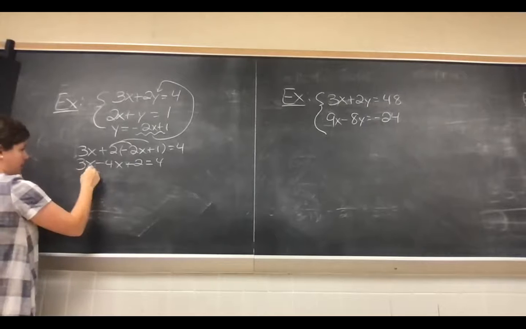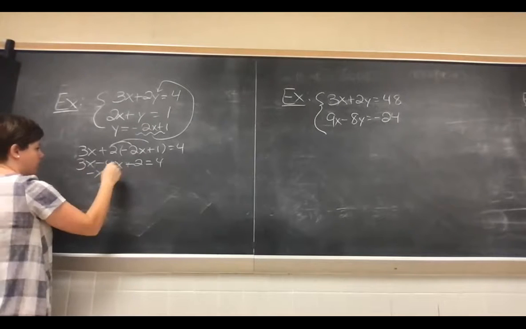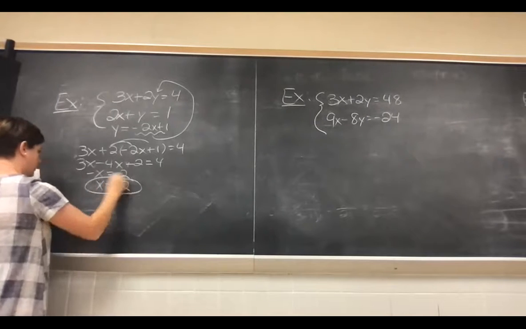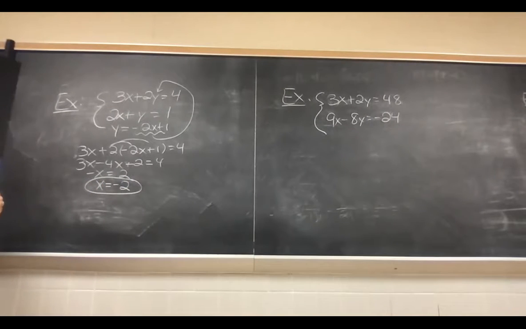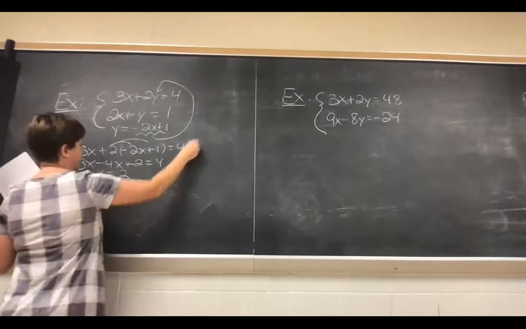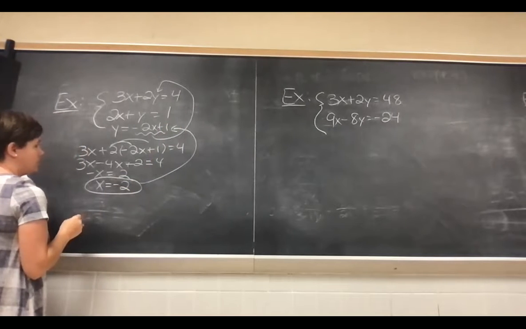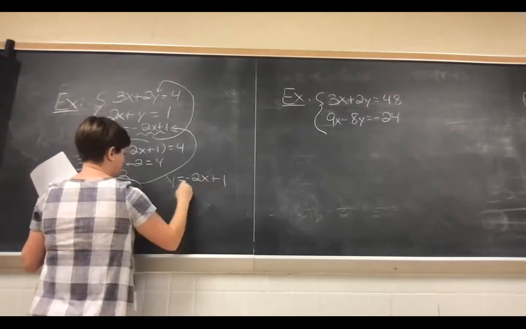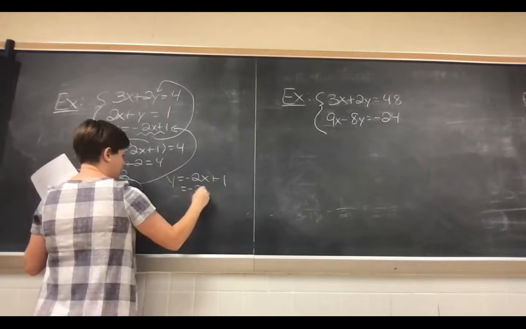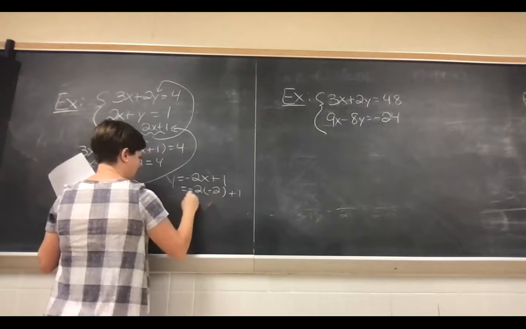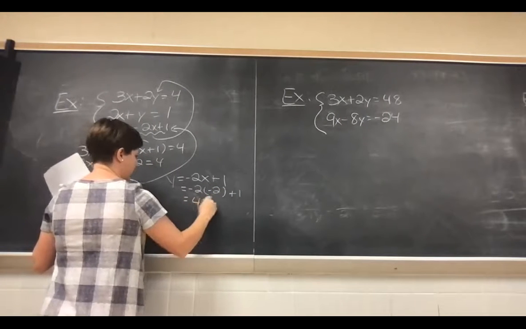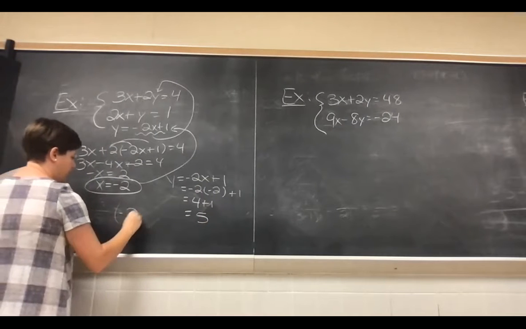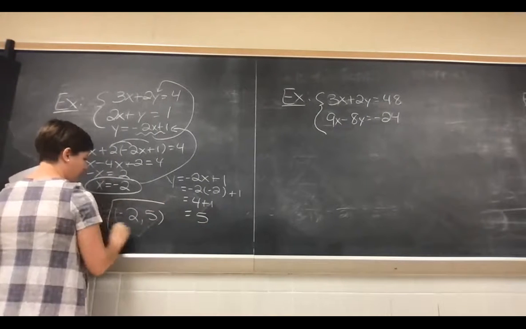I'm going to combine my x's on this side. I'm going to subtract over that 2. So I get x equals negative 2. Now I'm going to plug that into my y equals equation. I have y equals negative 2x plus 1. Well, I found out my x is negative 2. Negative 2 times negative 2 is a positive 4. So I get y equals 5. So my ordered pair would be negative 2, comma 5.